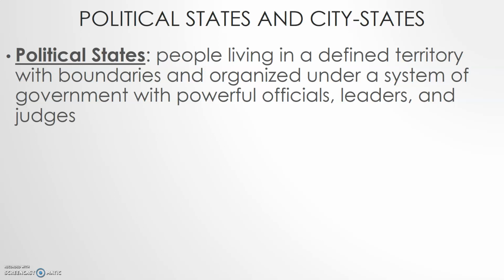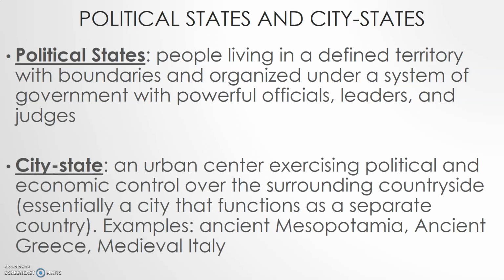They live in a defined territory. It's got borders, boundaries. There's a system of government with leaders, judges, all that sort of thing. That is a political state, right? So England, France, separate political states. Now, what we're going to find as we go back into the world, especially through the Greeks, is city-states. And these are different than what we have today. Think of a city-state. Here's the definition, right? An urban center exercising political and economic control over surrounding countryside.